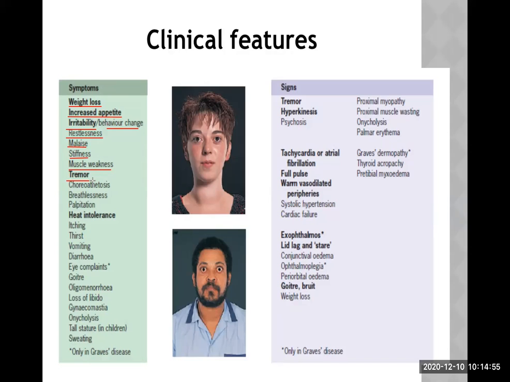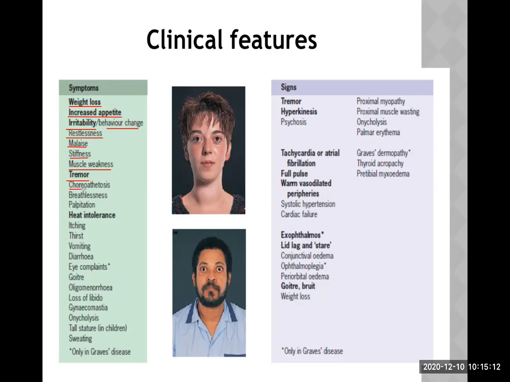You ask the patient to extend the hands in front of you and put a piece of paper on the dorsal surface of the hand. Now, just look at that paper. The paper is moving slightly because of the tremor. This is an excellent way of diagnosing tremor.